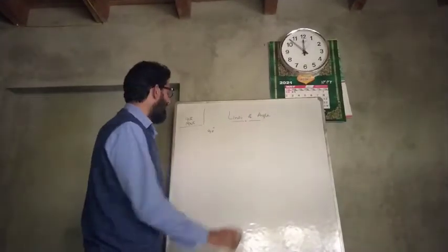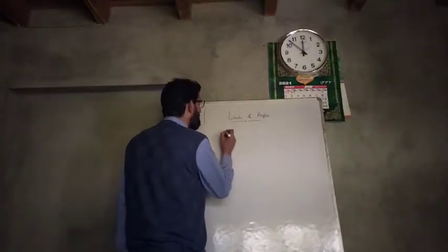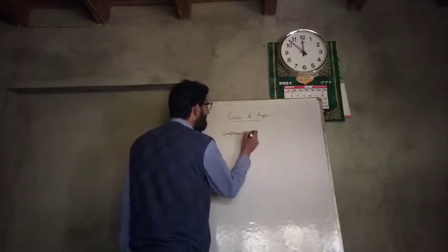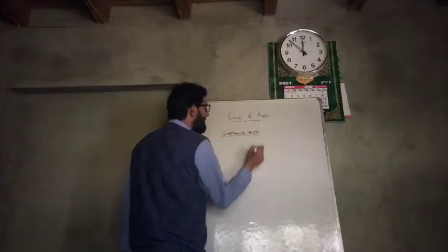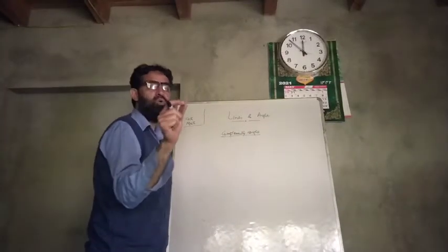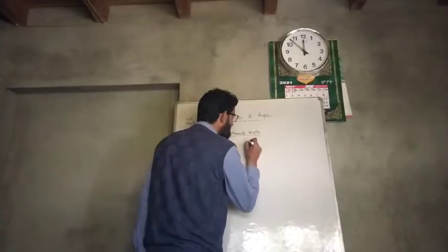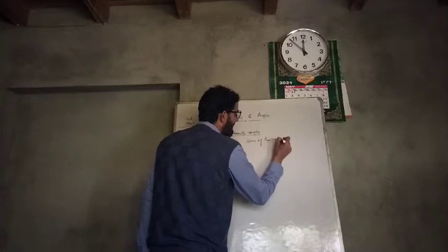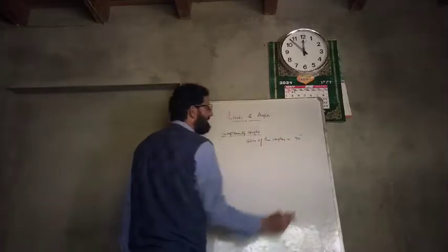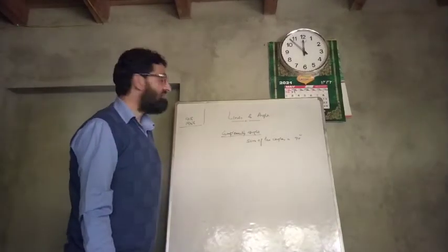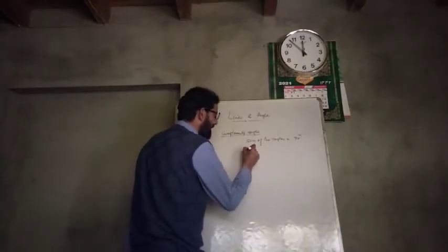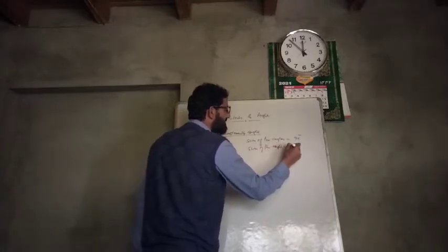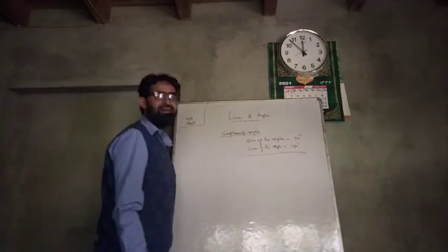And complementary angles. What are complementary angles? Complementary angles are those two angles whose sum is equivalent to 90 degree. When the sum of two angles is equivalent to 90 degree, they are called complementary angles. And what are supplementary angles? When the sum of two angles is equivalent to 180, these are called supplementary angles.